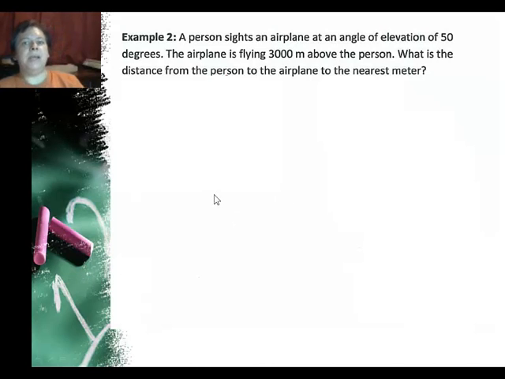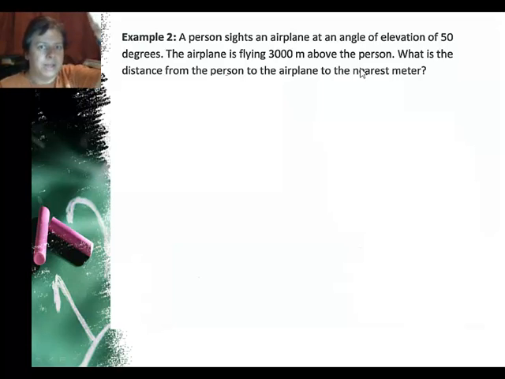A person sights an airplane at an angle of elevation of 50 degrees. So angle of elevation, our eyeballs are going up. The airplane is flying 3,000 meters above the person. What they mean is that's the straight up distance from the ground to the airplane. That's not the distance from the person this way. What is the distance from the person to the airplane? So that's what they're looking for. They're looking for the distance from them to the airplane. So that's like a hypotenuse.